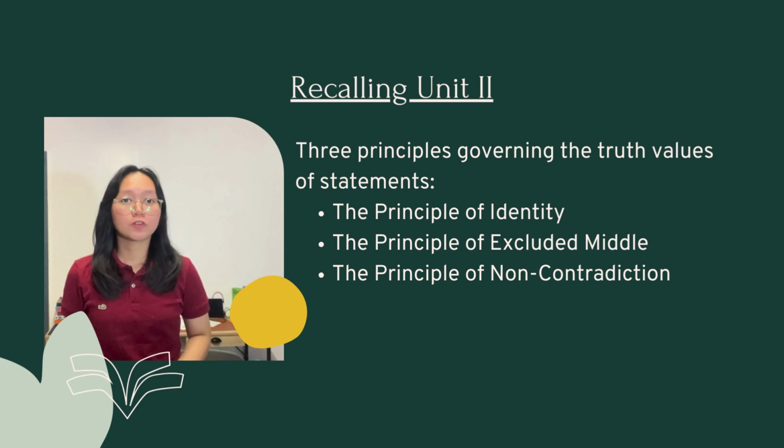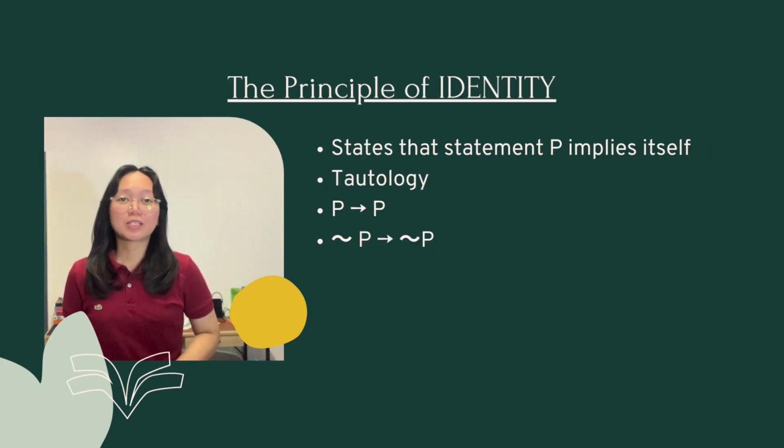In the first module of Unit 2, as you may recall, you were introduced to the three principles governing the truth values of statements, and these are the principle of identity, the principle of excluded middle, and the principle of non-contradiction. So first is the principle of identity.